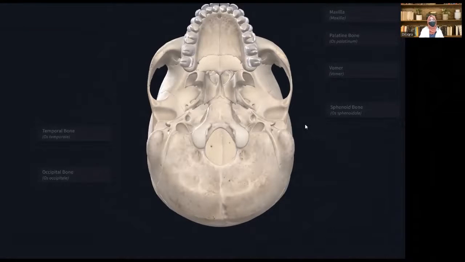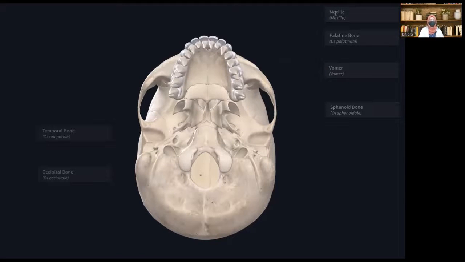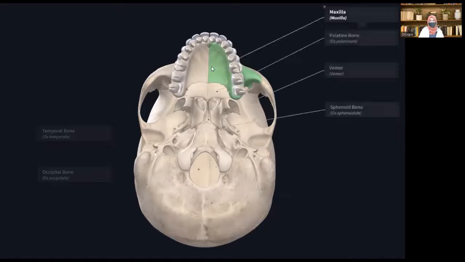So far we have seen the bones of the skull from the anterior view, inside of the cranium, and now we are looking at the inferior view. When we see the bones of the skull from the inferior view, we have some prominent bones. Here you can see in this 3D model, the first bone in the inferior view is the maxillary bone. Maxillary bone is forming the upper jaw, and it covers the anterior aspect of the cranium. As you can see, it's a large irregular bone, and it contributes to the formation of the orbit, nasal cavity, hard palate, and the viscerocranium.